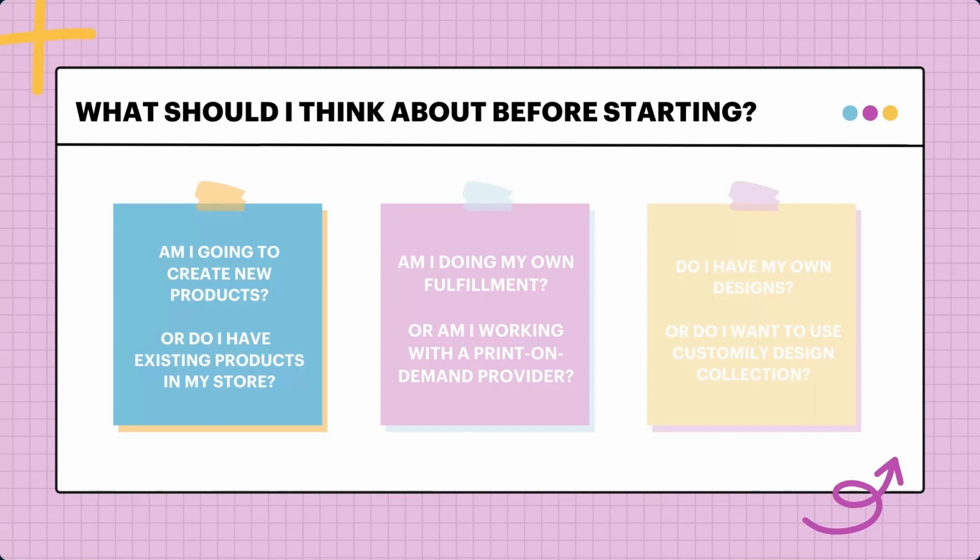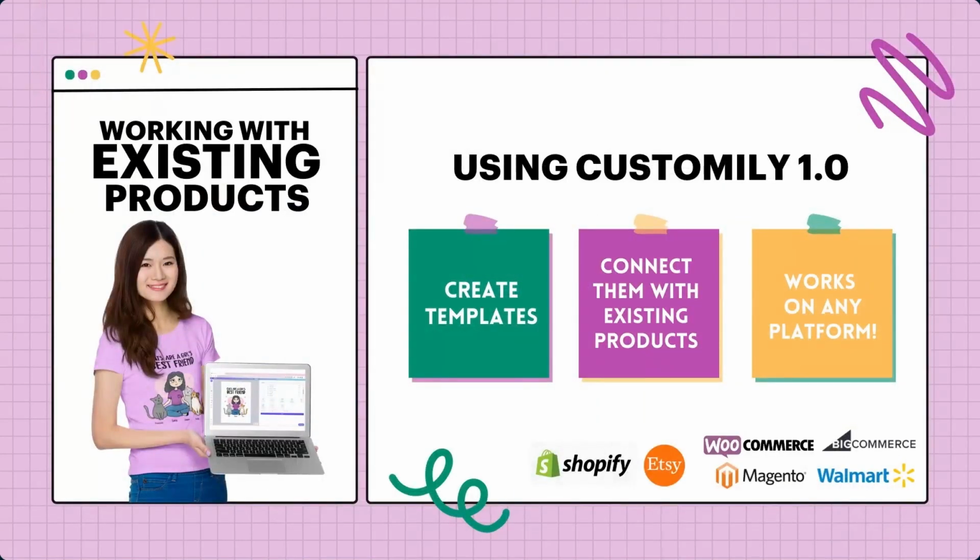If you're working with existing products, you will use what we call Customily 1.0. With this, you will be creating templates from scratch and then linking them to your existing product, all from the app itself. The options that your shoppers will use will be created automatically, so you don't need to worry about having to code anything. This direct way of using Customily is available for all e-commerce platforms that we integrate with, and you can see them on the slide, as well as any custom-coded store.